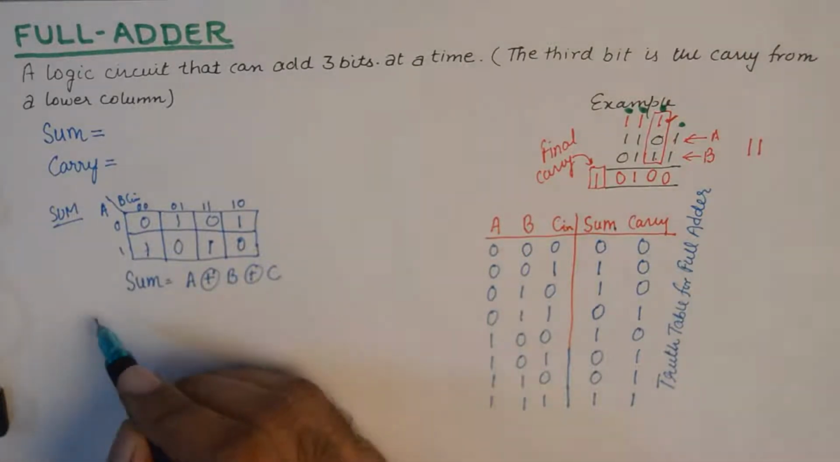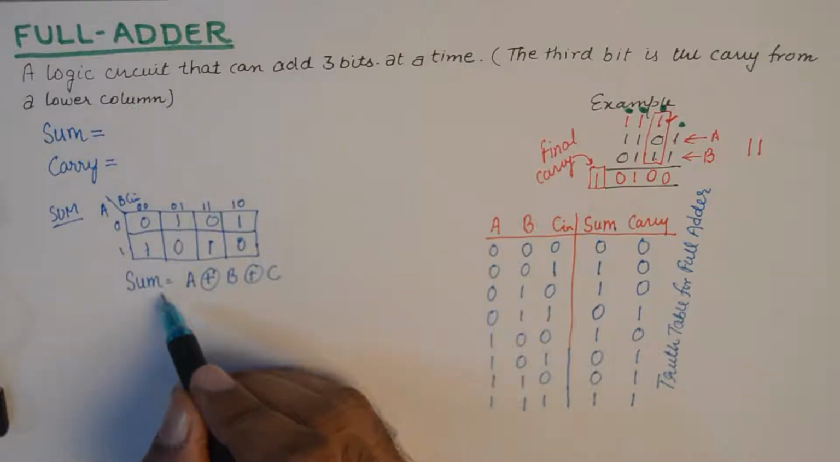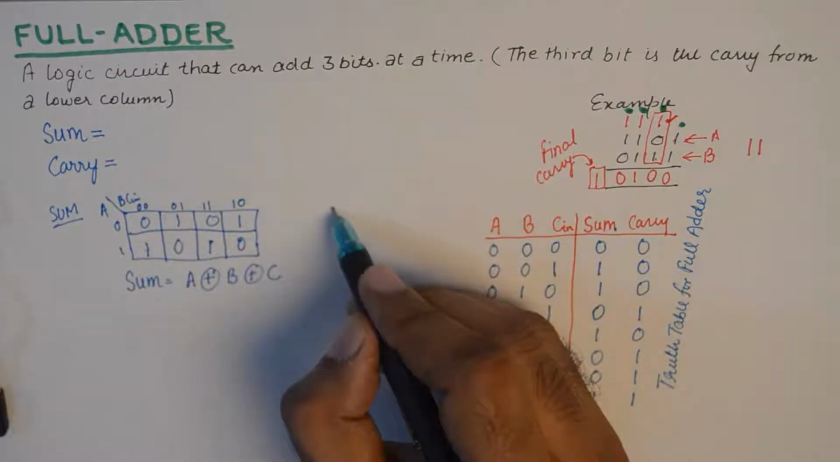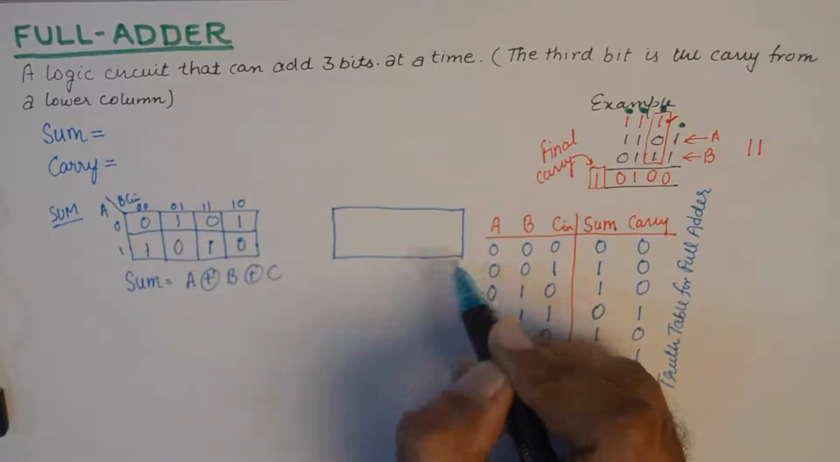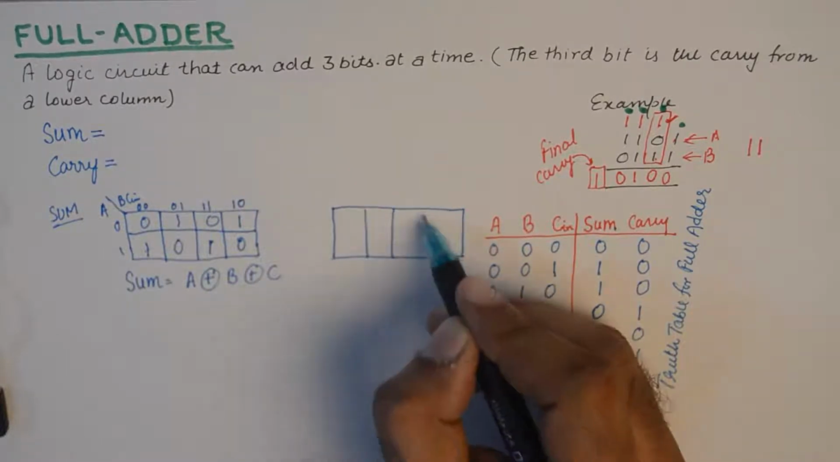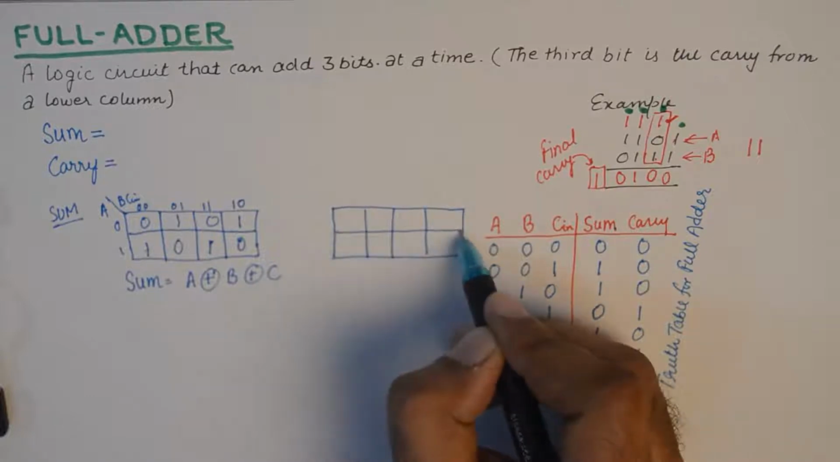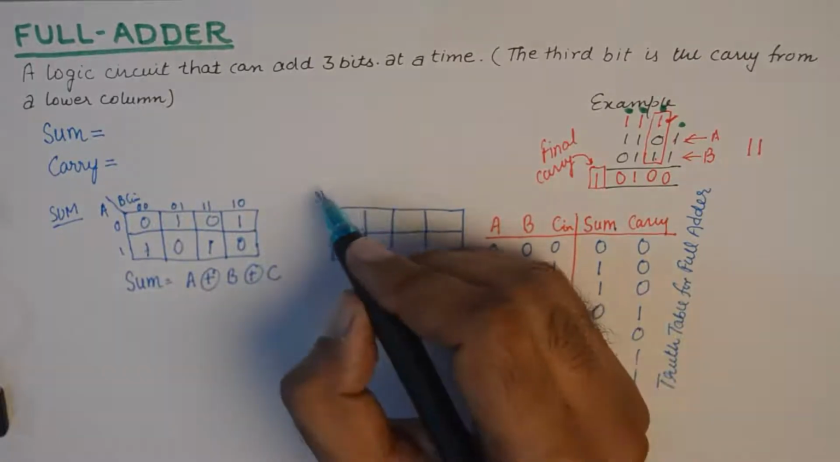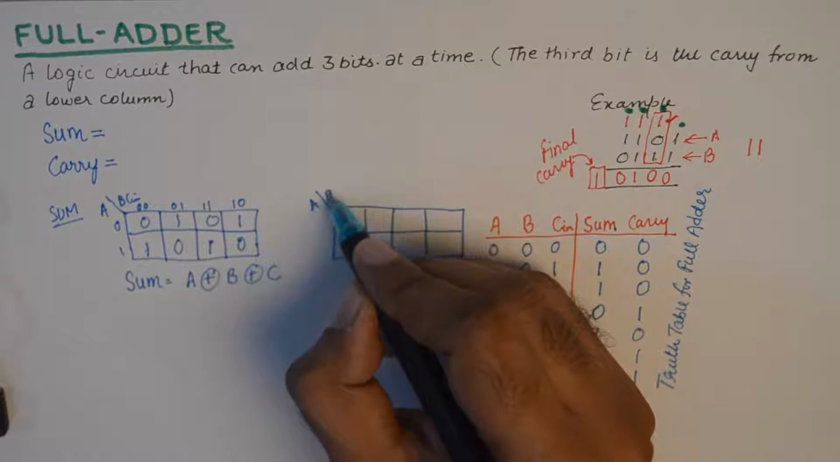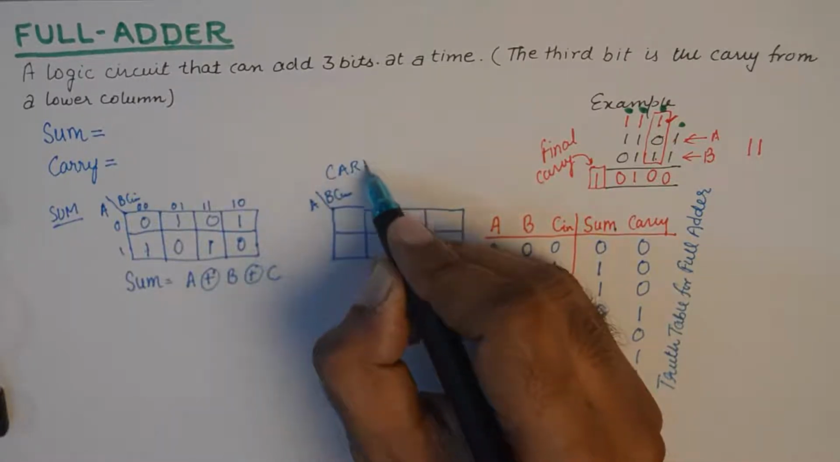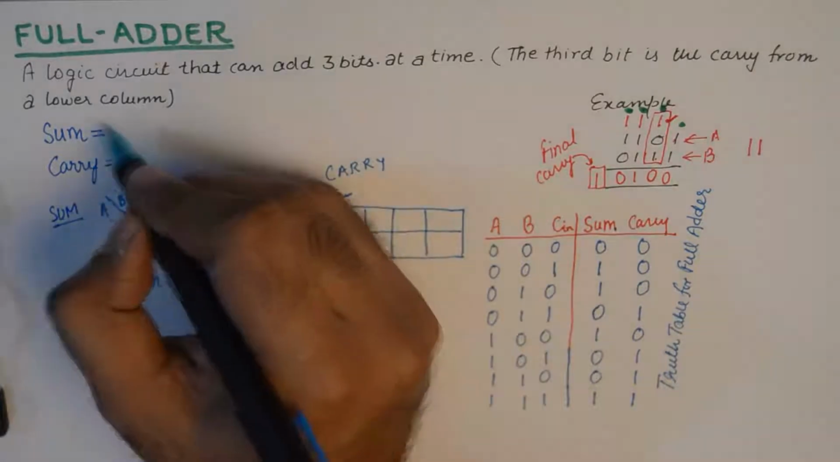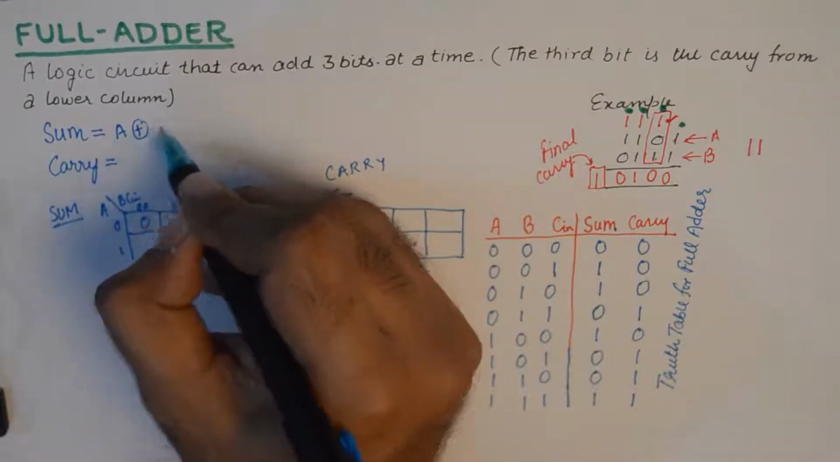But for the time being, this is how you find the expression for sum, and similarly for the expression of carry, we again draw a K map, and a K map for 3 variables is an 8 box K map. We know that, so this will be for carry, and I can write this expression for sum here.